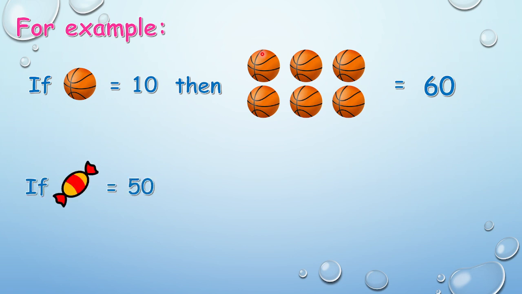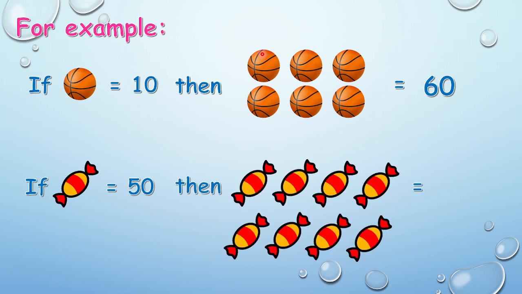Next, another one. If one candy is equal to 50, and there are 8 candies, then the total is 50, 100, 150, 200, 250, 300, 350, and 400. 400. That is the example of a scale. Each picture represents a number, and then you have to count by that number.